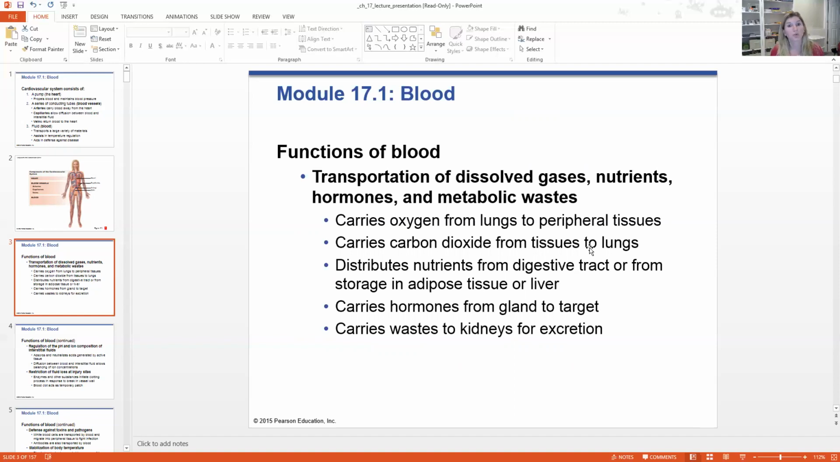There's also hormones. At the end of A&P 1, we talked about the role of hormones and endocrine organs and what they do. So you can imagine the pituitary releasing oxytocin or ADH or FSH or TSH or whatever, coming down and going to wherever it needs to go in the body. It's doing that through the blood. There's also waste products being carried to the kidneys for excretion. And we'll talk about how those waste products are produced later on in the semester.